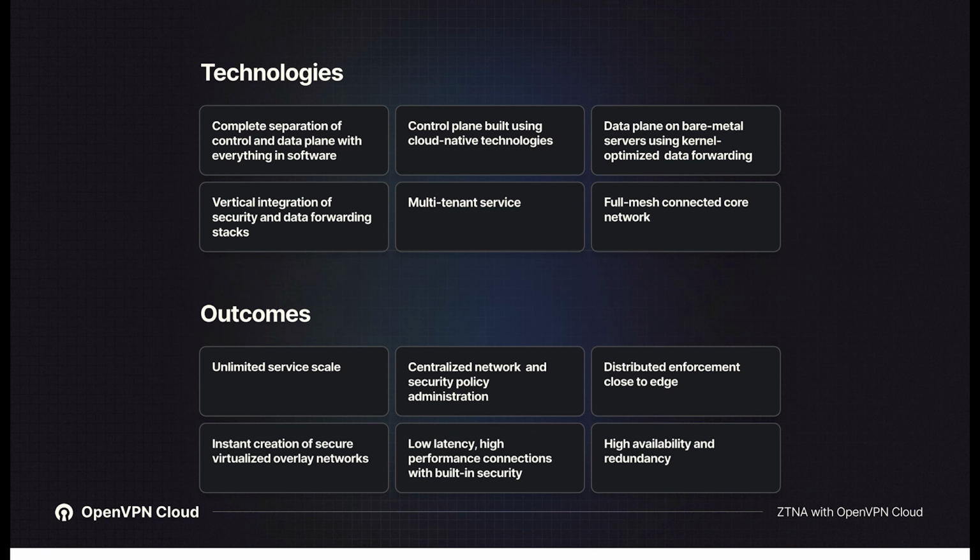One is separation of control and data plane. Control planes are built using cloud native technologies, and as a result we have unlimited services scale. The high availability is a result of a full mesh core network, which provides us with multiple direct paths to other regions. Also, OpenVPN Cloud leverages a shared resources model, vertical integration of technology, and a focus on delivering dynamic access control. So what that means basically allows you to drive down costs, secure your business at scale, and provide a seamless experience for your team, no matter what the size is.